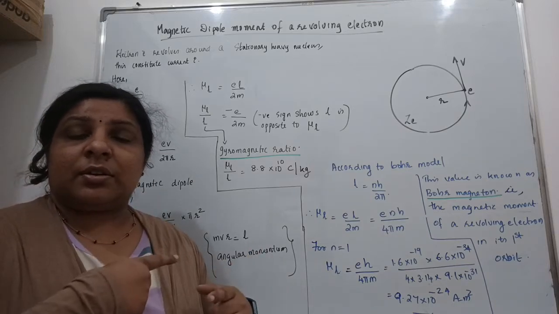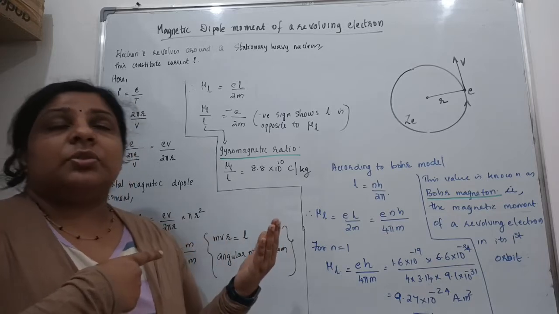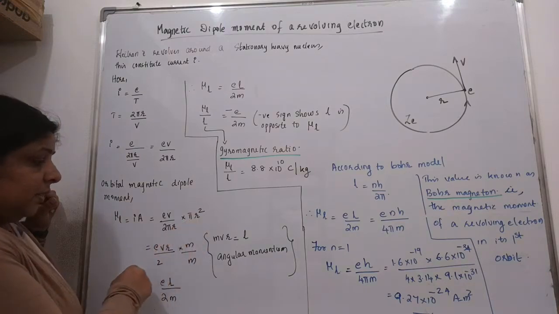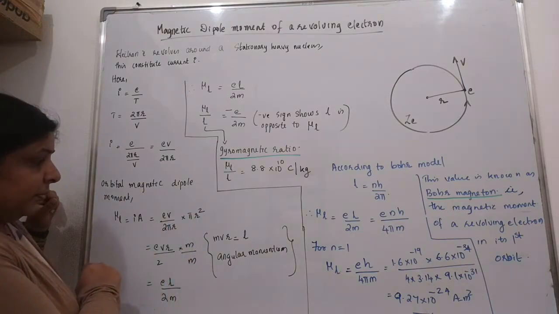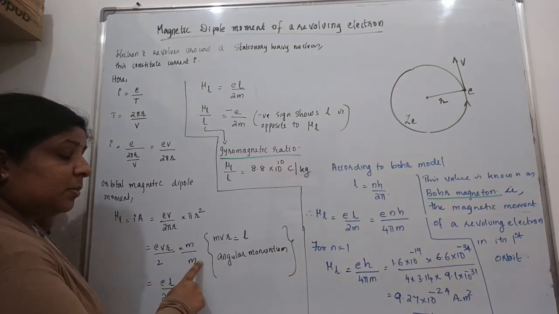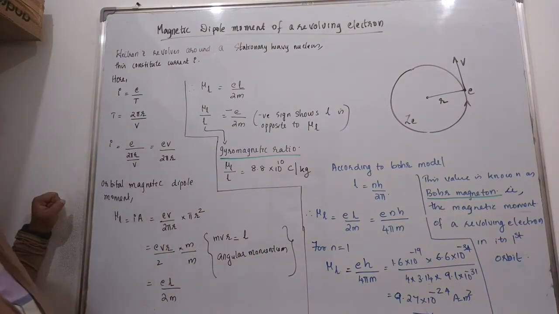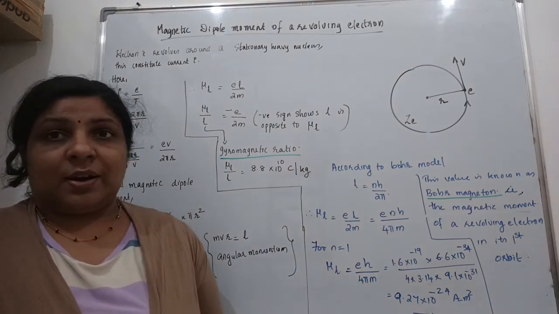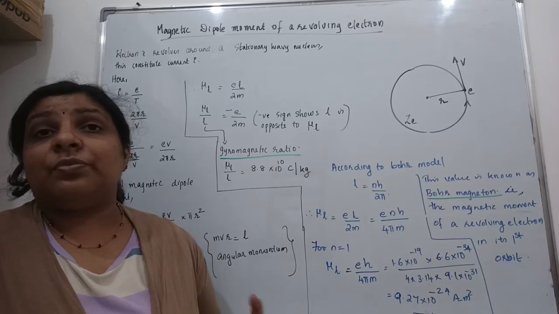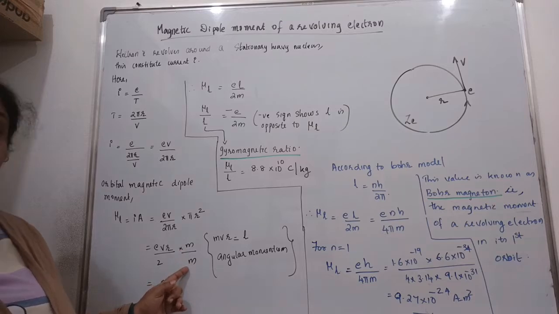Over here the orbit is of circular shape. The radius will be r, so the area will be pi r square, and r will get cancelled, pi will get cancelled. So finally what happens is evr by 2. Over here I will multiply numerator and denominator by m. Why? Because mvr is angular momentum. Linear momentum is p, that is mass into velocity. When it is coming to the circular motion, it will be angular momentum and it will be mvr. So for that I will multiply numerator and denominator by m.